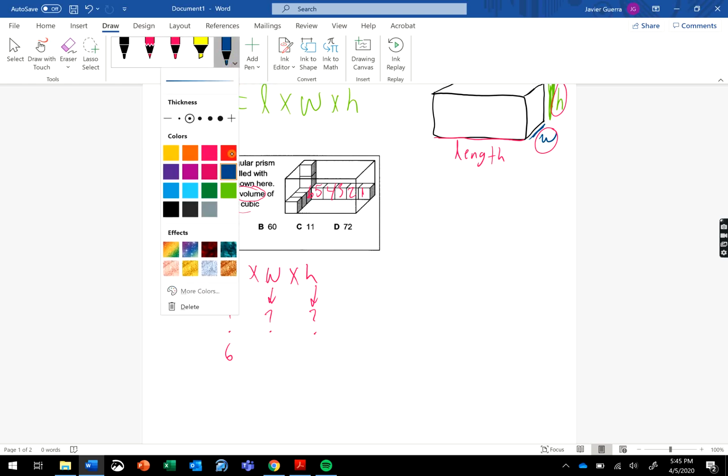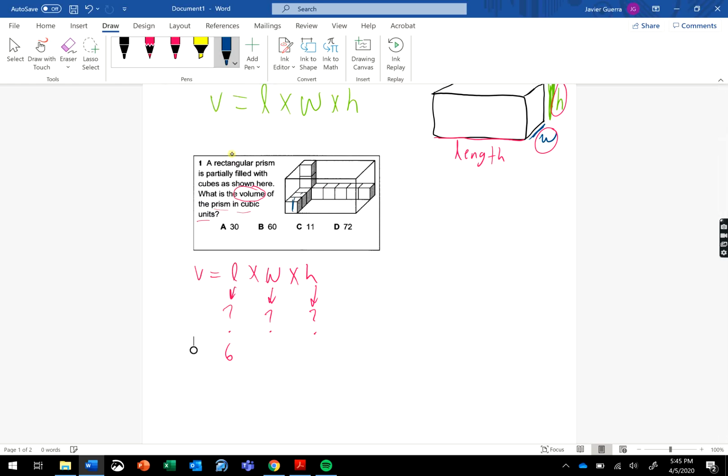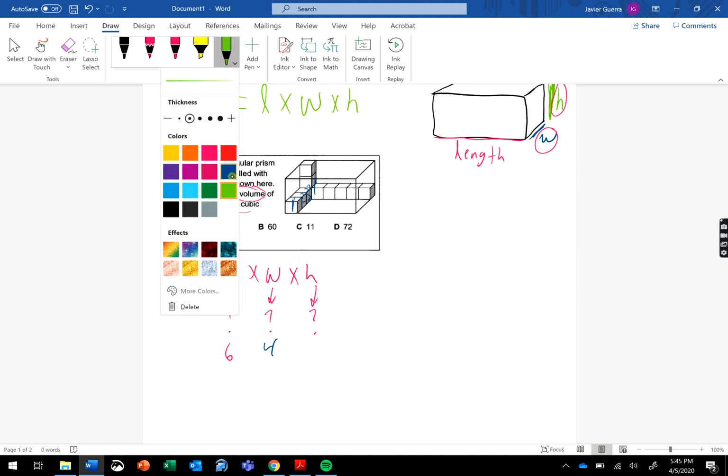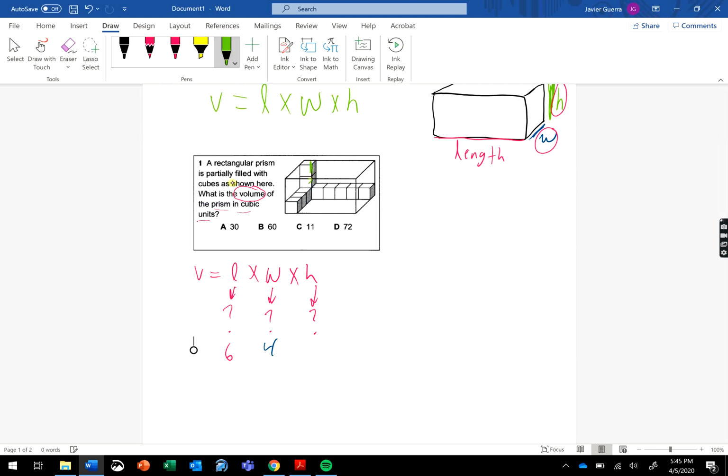and our width will be counted the same way, except it will be the opposite one, right? It'll be this one right here. So we have 1 here, 2, 3, and the 4th one we cannot see. So our width is 4. And the last one, our height. Same thing. We have 1, 2, and the bottom one that we cannot see is 3.